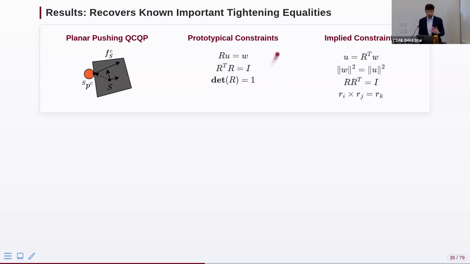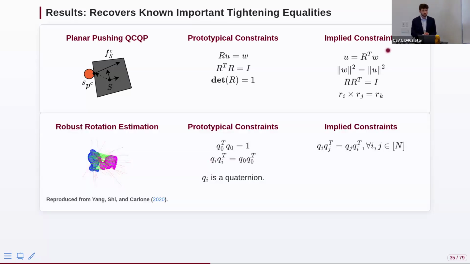These are the prototypical constraints, and the method recovers what I would say are the obvious additional constraints. But the thing that's not obvious is that these can provably help the relaxation. So the method recovers the ones that you would expect, and it does the same thing for the robust estimation problem. In the teaser paper, you could have asked a computer to generate those semi-definite relaxations for you. That would have been provably better.